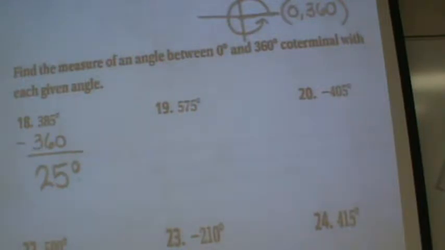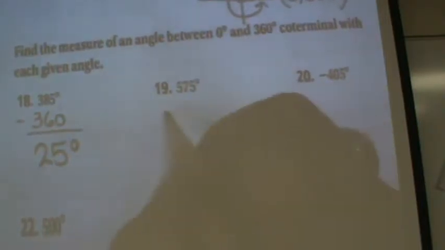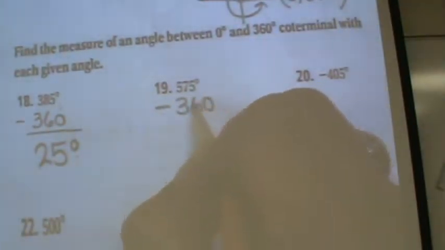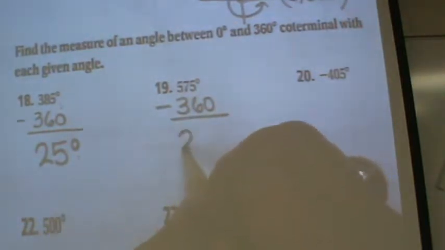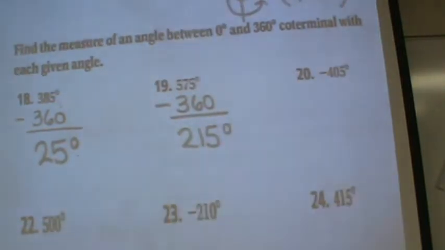How about the next one, 575? What should you do? Subtract 360, what do you get? A 215-degree angle. Is that between 0 and 360? Sure, it sure is. Okay. What do you do for negative 405? Add 720. Well, let's first add 360. What do you get? Negative 45.